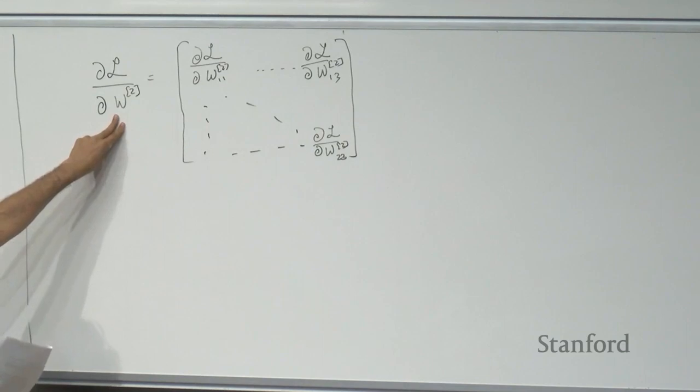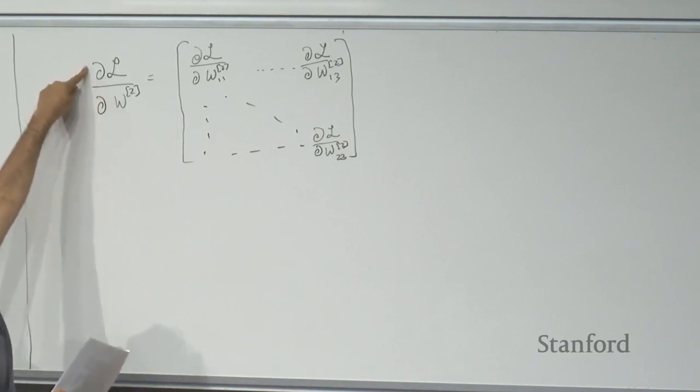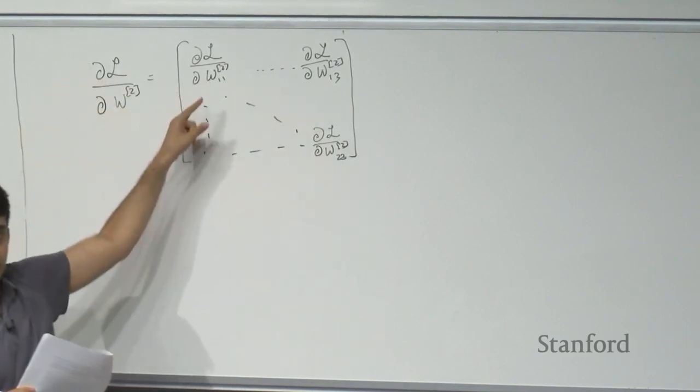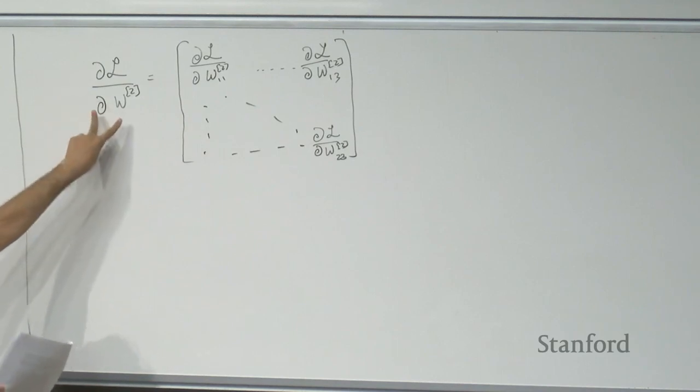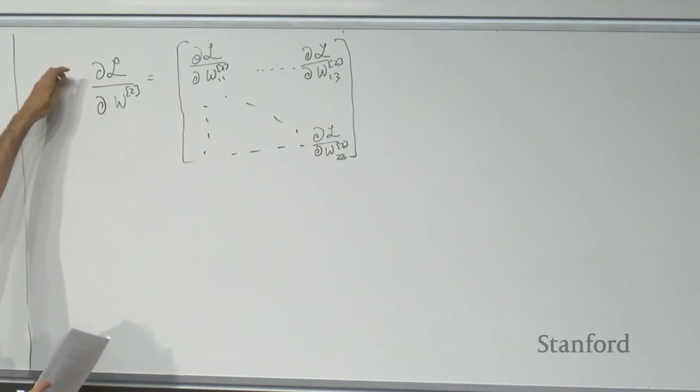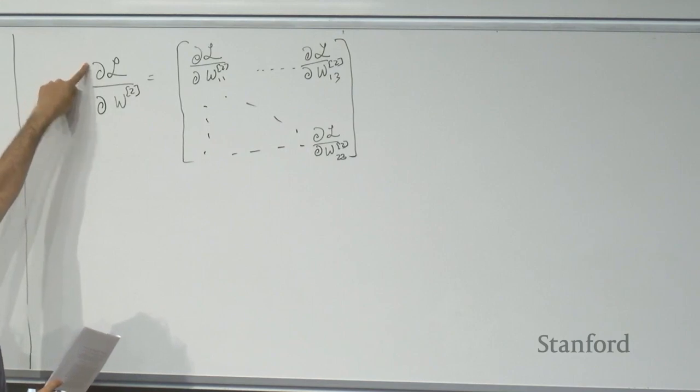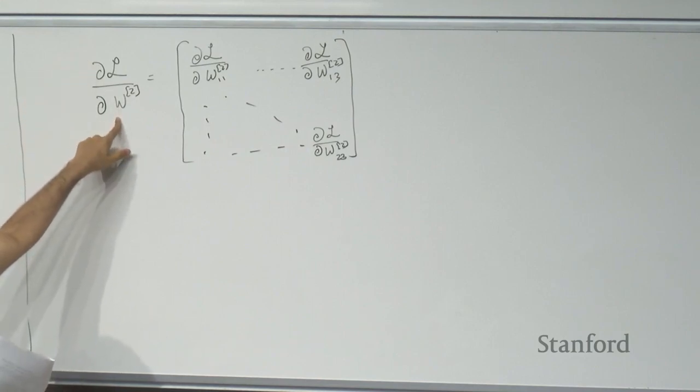Right, so this is a matrix, and you take the partial of this loss with respect to every single element and arrange it as a matrix. This is just the definition of the gradient of a scalar loss with respect to a matrix. Any questions?